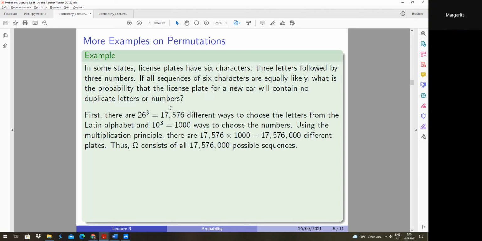You have it here on the screen now. Look, 26 times 26 times 26 gives us 26 to the power of 3, which is 17,576 different ways to choose the letters. So we have these 3 letters, and there are 17,576 possible arrangements of those letters. And you care about their order. So ABA is different from AAB, and BAA is different from ABA, for example.